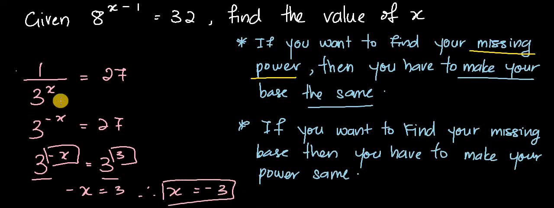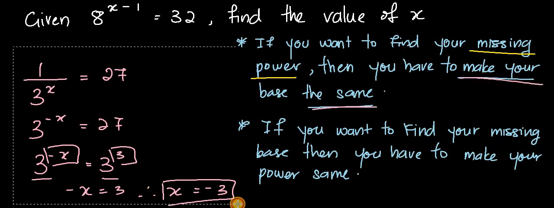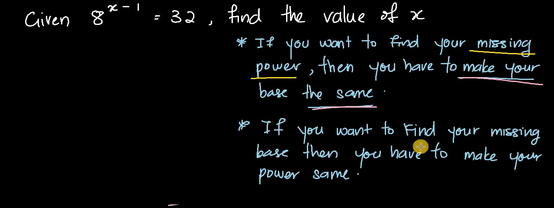Alright? So this is how we can use the indices rules to solve. Just remember, to find your missing power, you have to make your base the same. And same goes with finding your missing base, then you have to make the power the same. For example, if I have x power 3 equals to, let's say 27, and I ask you to find x.